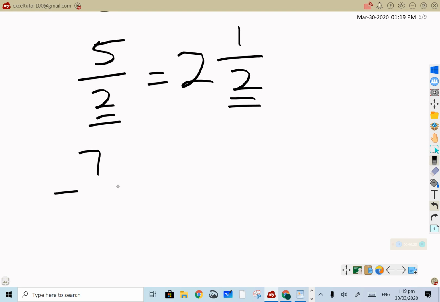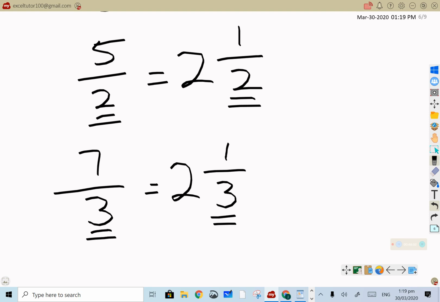We have 7 over 3. Okay, how many times can 3 go into 7? So we're thinking our 3 timetable. 1 3 is 3, 2 3s are 6. So it will be 2. And we have a remainder of 1 that we put over our same denominator.